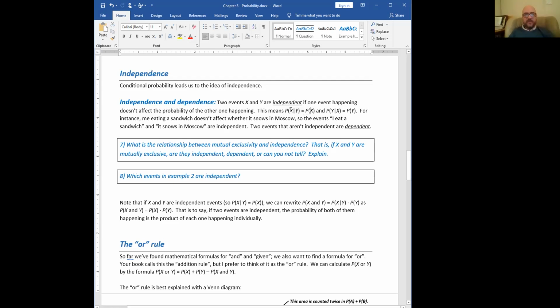In events where this is not true, where probability of x given y is not the same as the probability of x, those are called dependent, obviously. So I want to talk about the events that we saw before that were independent or dependent. The events of the dice roll, the roll 2 dice experiment. And then I'll come back to number 7 in just a second, because that often confuses people.